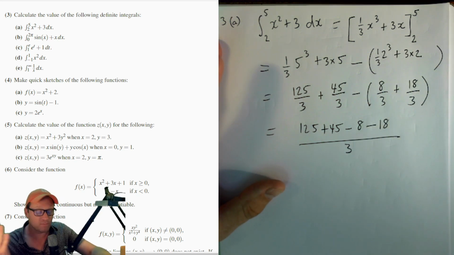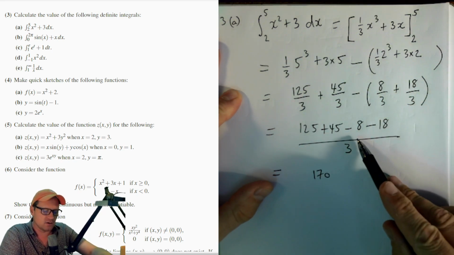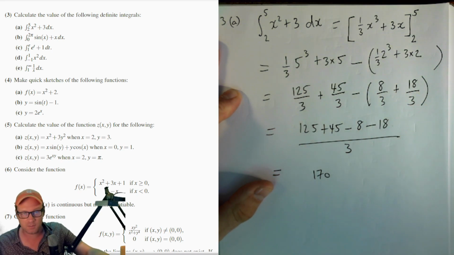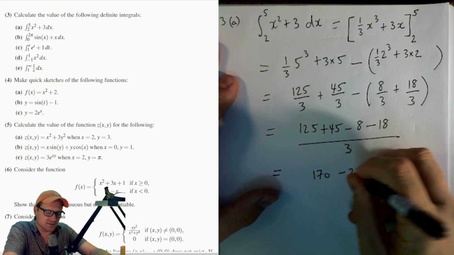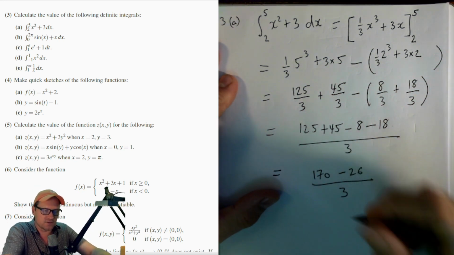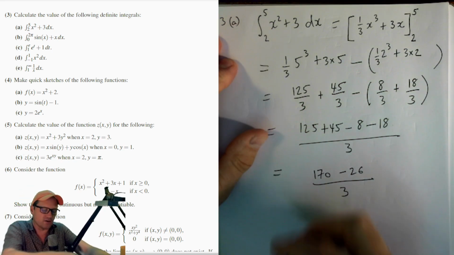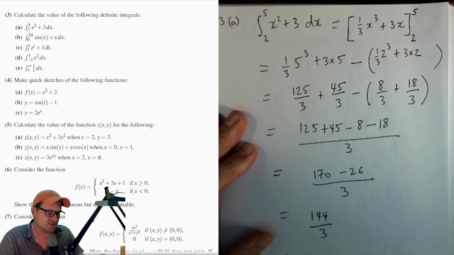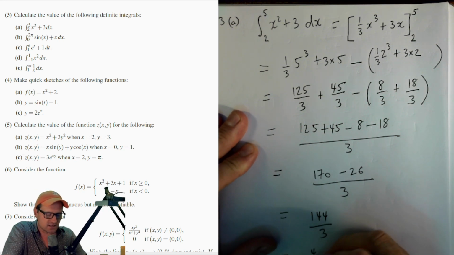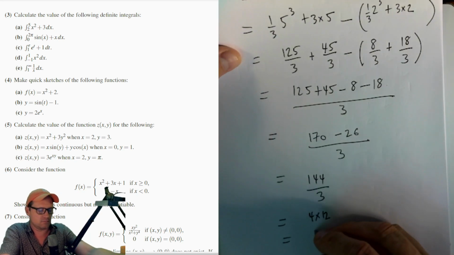Okay, so 125 plus 45 is 130 plus 40, which is 170. So 170. And then over here, we have the sum of 8 and 18 is 26. So minus 26. And then that's all over 3. 170 minus 26 is 144 over 3. Then if this is 12 times 12, 12 over 3 is 4. So that's 4 times 12, which is 48.